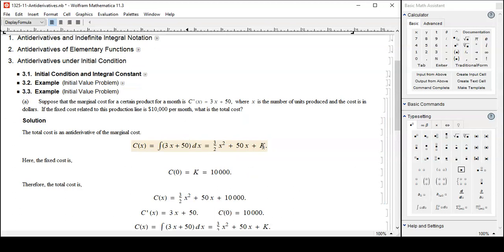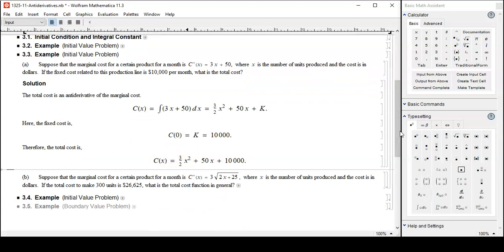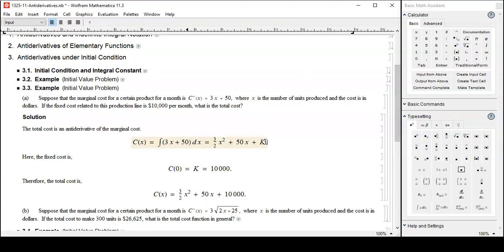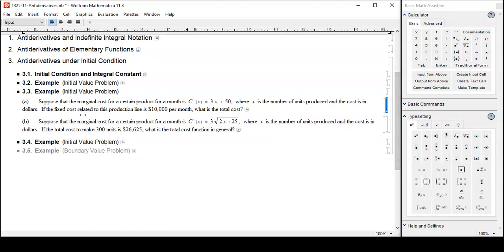Here we go, anti-differentiation, and initial condition, and then final answer. Does it look good? I don't need these anymore. Anti-differentiation, initial condition, and plug in that k. That was a bit too trivial because we got the fixed cost. Okay, let's do a bit more challenging problem.